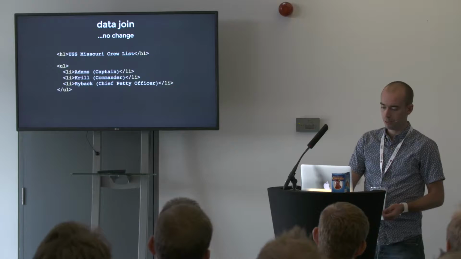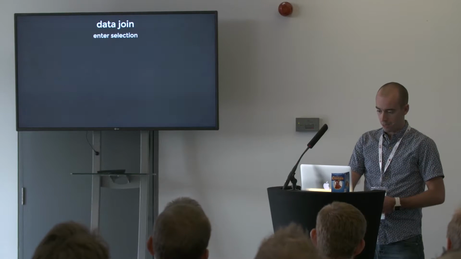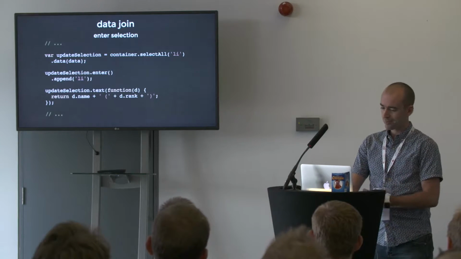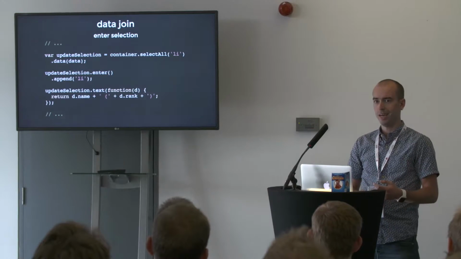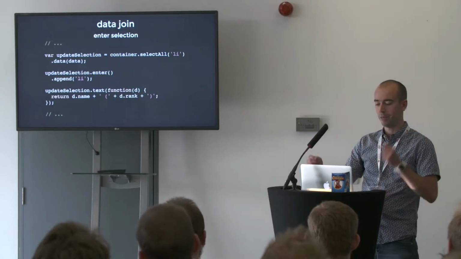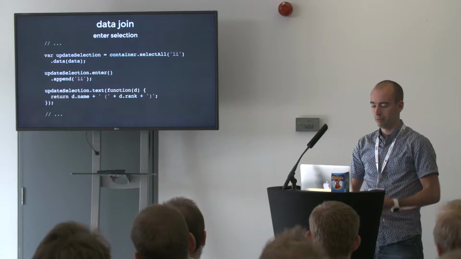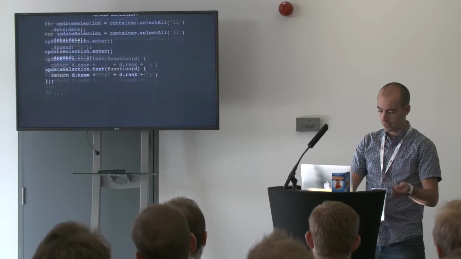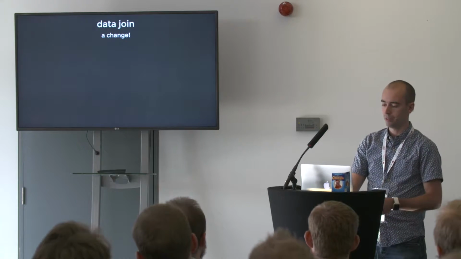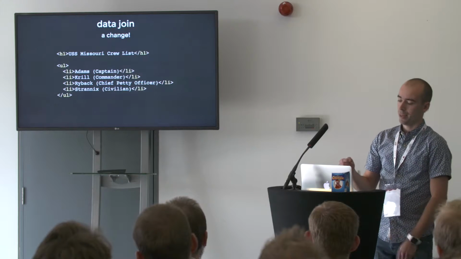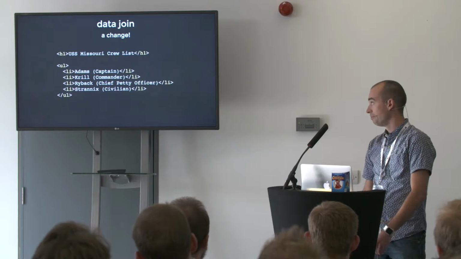So all we've got to do is help it out, and we do that with the enter selection. The enter selection is: if you ever come across a data item and you don't have a DOM node, whack a DOM node in, whack an LI in. If we run that again, it's always running, it's in a render loop, then, yeah, Stranix pops out, all good.